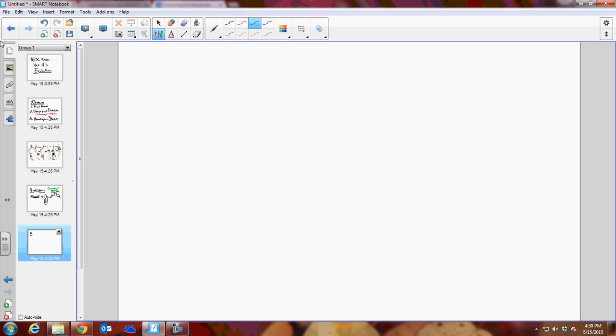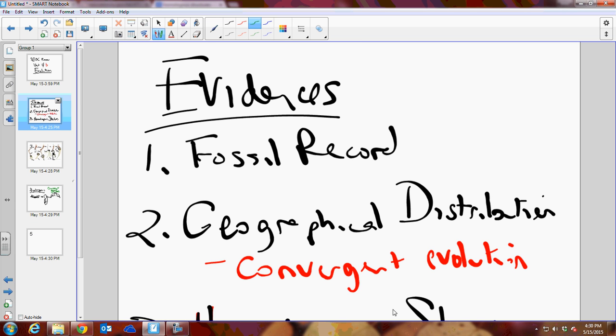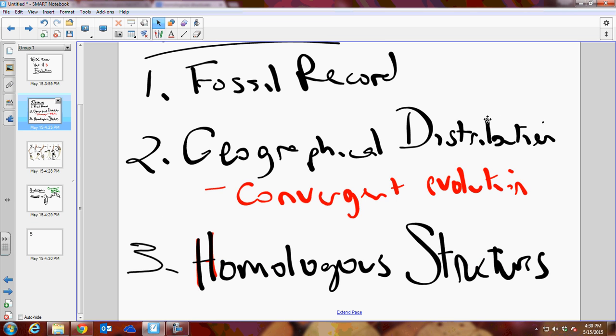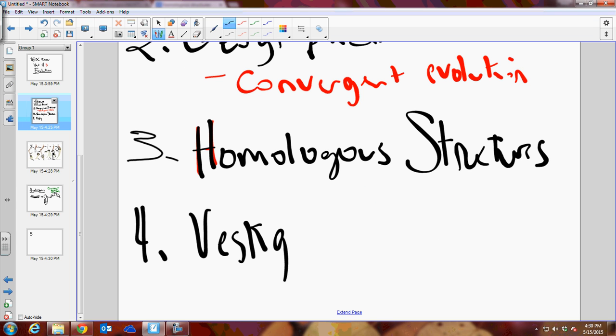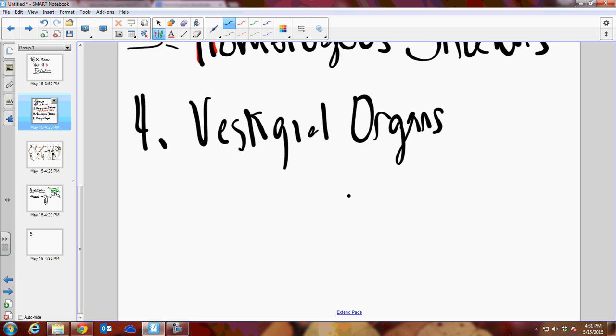Another evidence, and this could fall under homologous structures, but we'll give it its own title, is vestigial organs or vestigial structures. A vestigial structure is a structure that is no longer being used, but at some point in the animal's evolutionary history probably was used. Pelvic bones in whales are a perfect example of this.